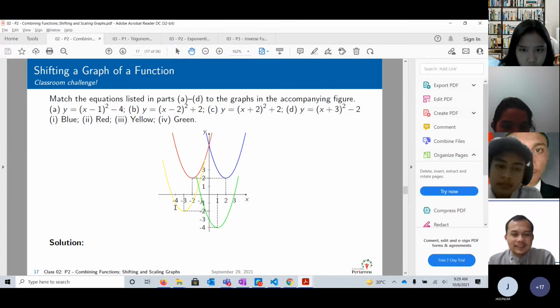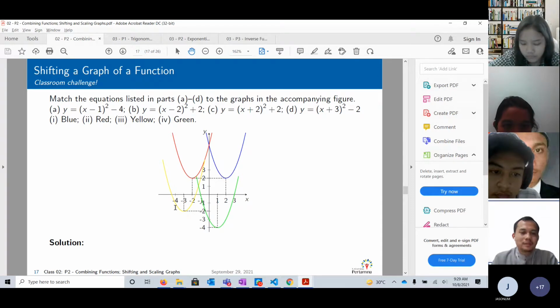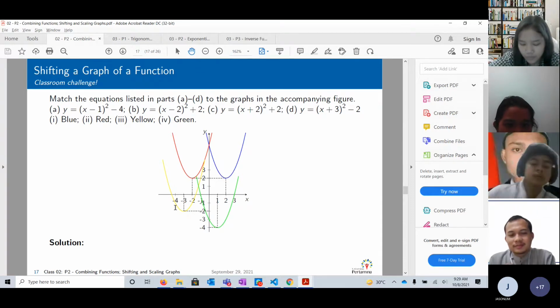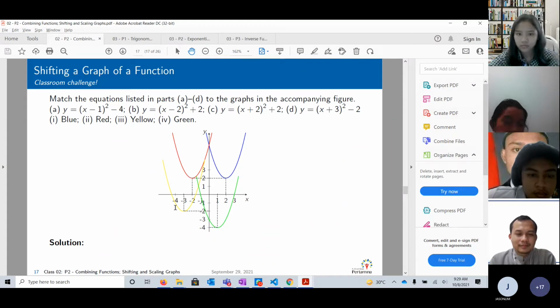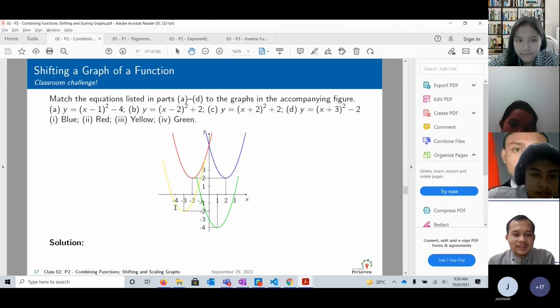Why the blue one? You can explain in bahasa if you want. Karena itu X min 2, sir. Jadi ke kanan. Okay. Terus plus 2 jadi naik vertikal. Yeah, that's correct. Now, what about the equation C?